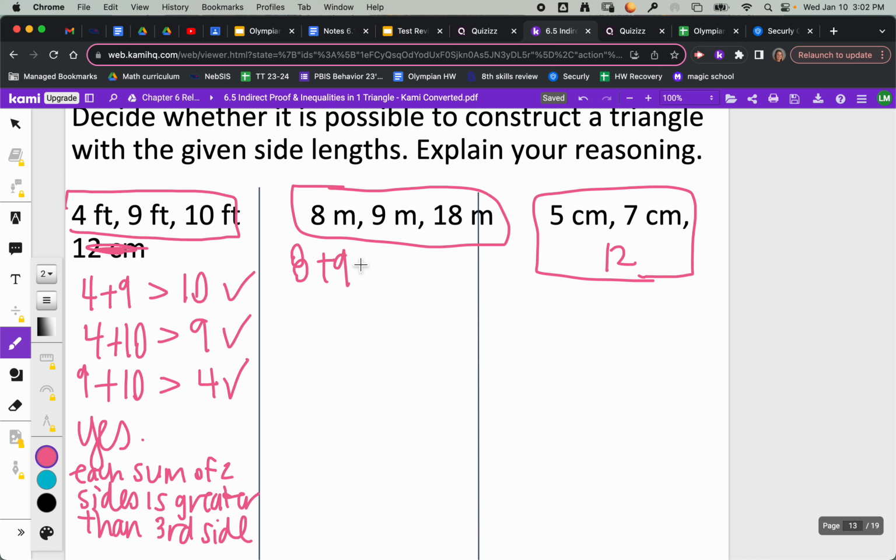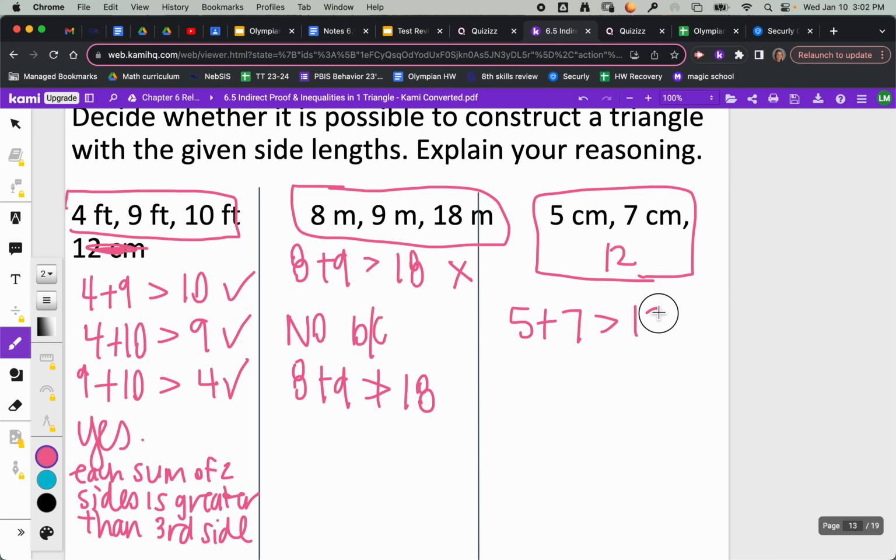Okay, do the same thing here. Is 8 plus 9 greater than 18? And right away, that's not true. So you can stop there and just say no, because 8 plus 9 is not greater than 18. The last one, we can try 5 plus 7. Is that greater than 12? Nope, so right away, no, because 5 plus 7 is not greater than 12.